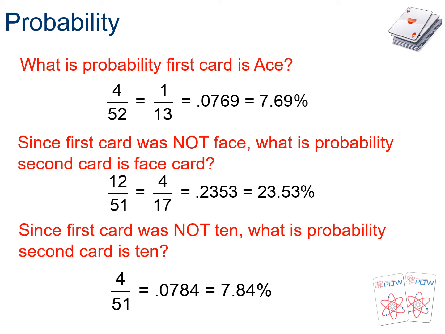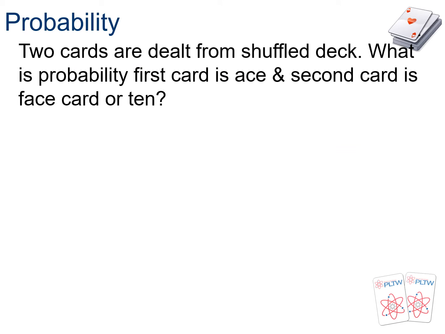All right, so the probability of an ace first time around is 7.69. Probability of second time around getting a face card is 23.53. Probability of getting a 10 second card is... Okay, so from that example, we have two cards dealt. What's the probability the first card is an ace?